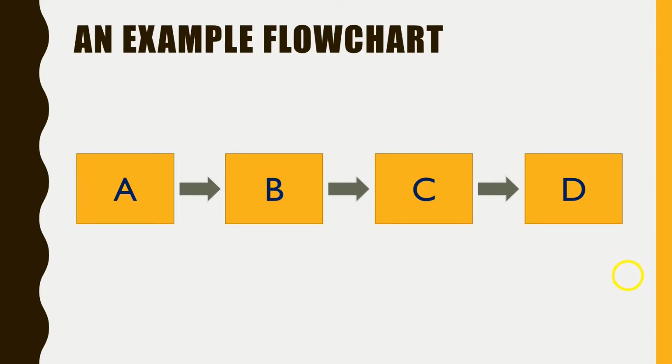This is an example of a flowchart. You can see that there are 4 processes here.